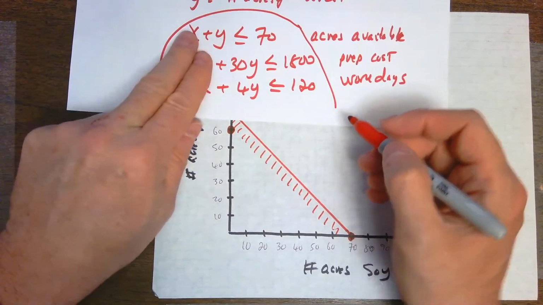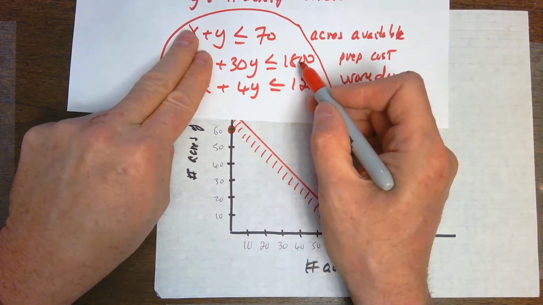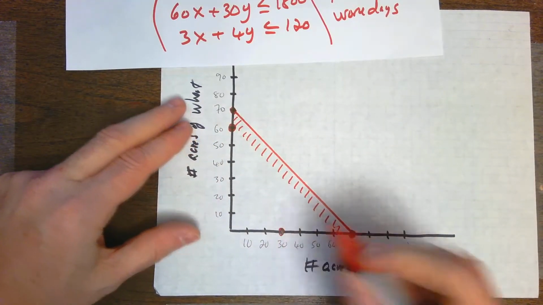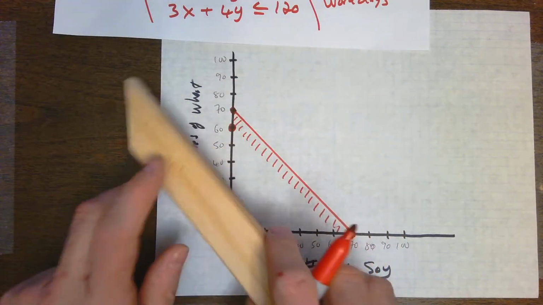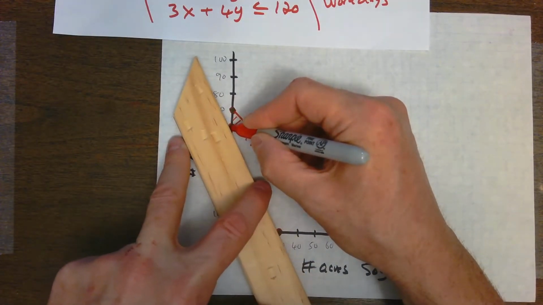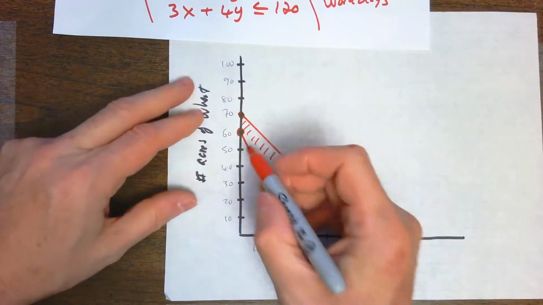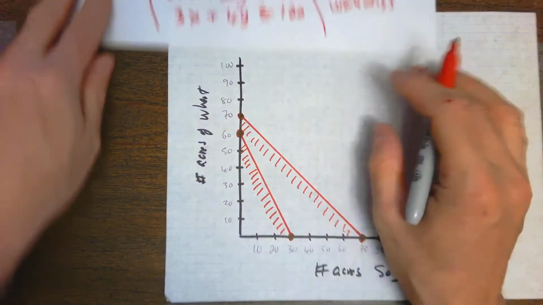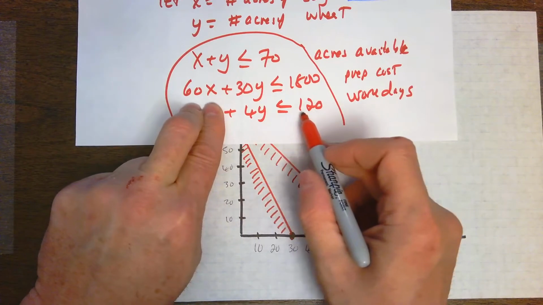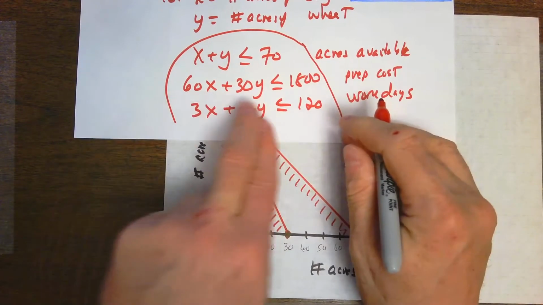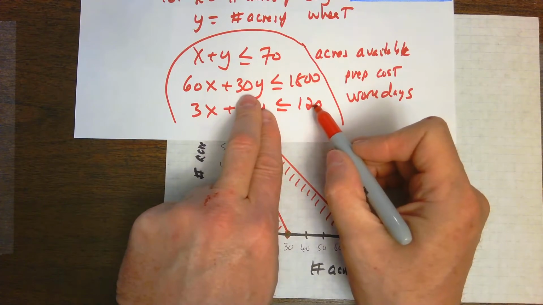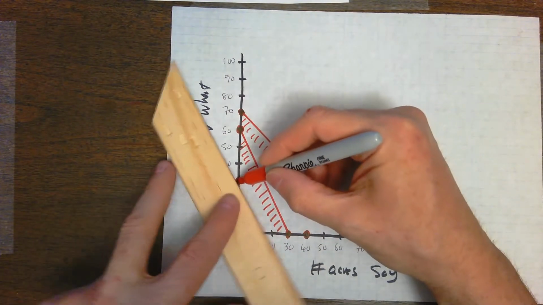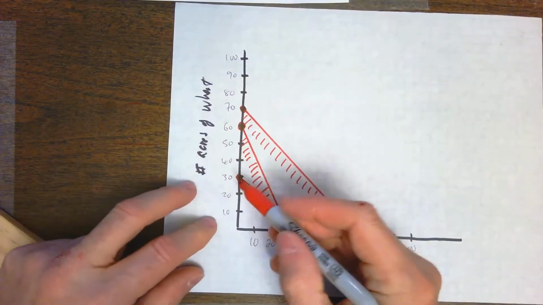So let's see, my y-intercept is 60, my x-intercept is 30, and that's going to be a solid line. That's my prep line, and I have to stay below that in prep. And then the work days, it looks like my y-intercept is 30. My x-intercept is 40. Solid line. Shade below.